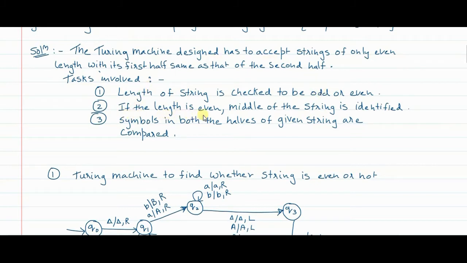If the length is found to be even, then it will take the input pointer to the middle of the string. And whatever is the result of this is given as input to the next machine. So the result means you will have your string on the tape, and the input pointer will be pointing at the middle, and the string will be an even length string. Odd length strings will be rejected. That will be given as input to the third Turing machine.